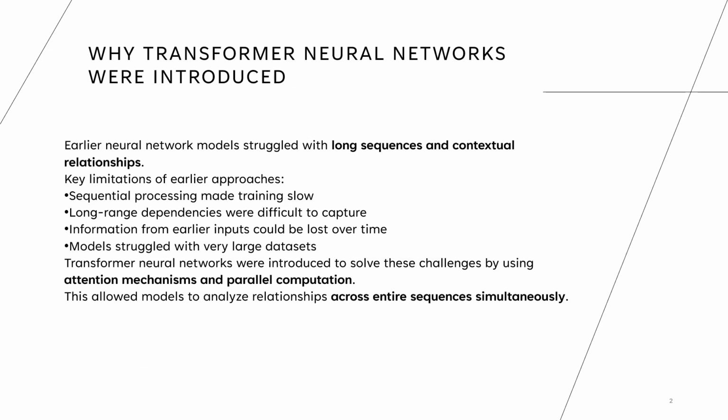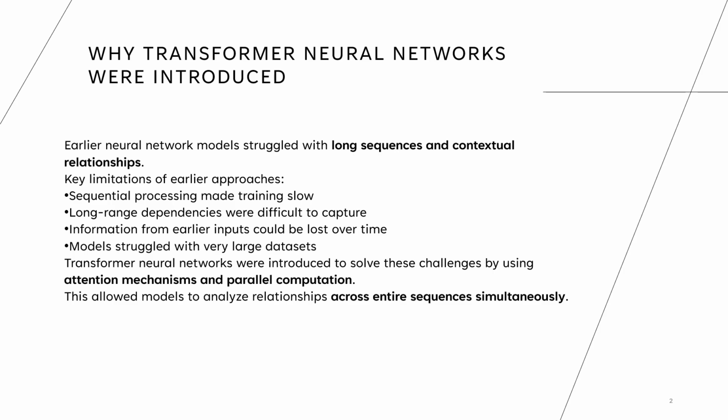To understand why transformer neural networks were introduced, we first need to look at the limitations of earlier neural network architectures. Before transformers, many sequence-based problems were handled using recurrent neural networks, or RNNs. These models processed information one step at a time. For example, when analyzing a sentence, the model would read the first word, then the second word, then the third word, continuing sequentially through the entire input. This approach works reasonably well for short sequences. But as sequences become longer, several important problems begin to appear.